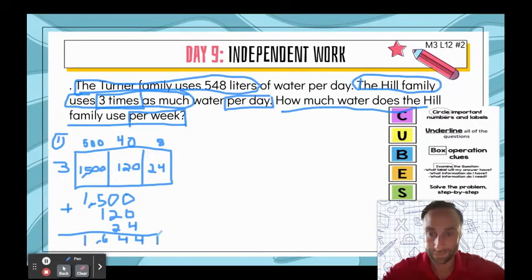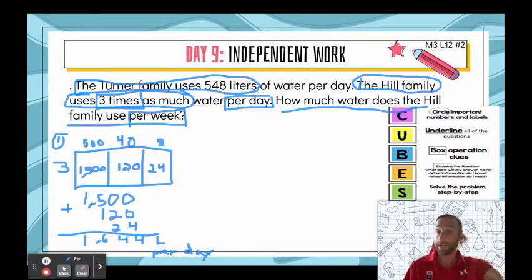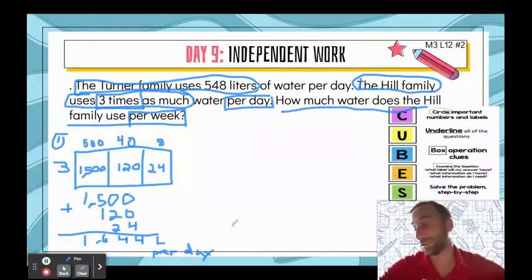And that is liters per day. We just figured that out, right? Because they have 3 times as many. They use 3 times as much water per day. So the Turners use 548 liters and the Hills use 1,644 liters. But that does not answer the question. Still have one more step here, and that is how much water does the Hill family use per week?